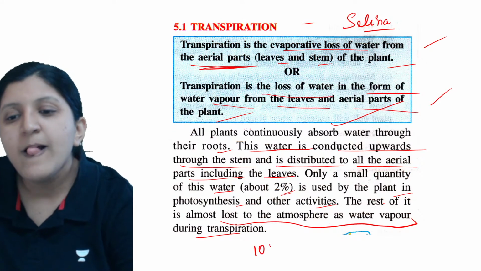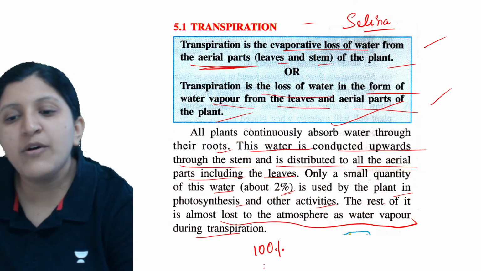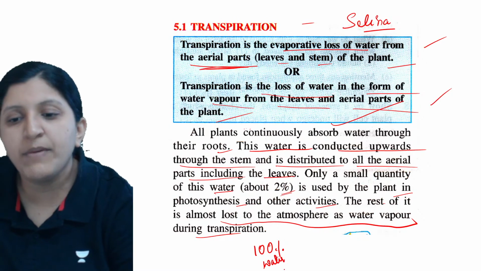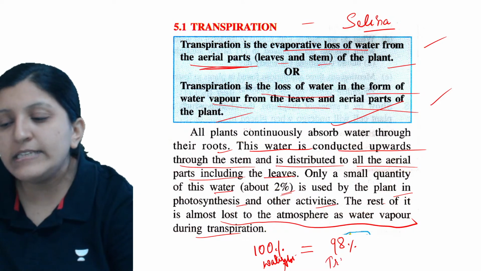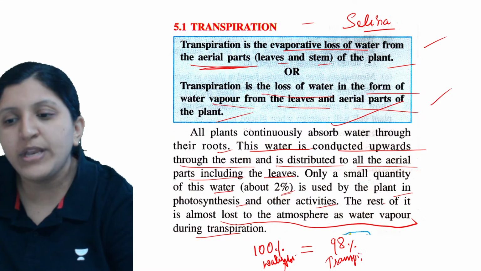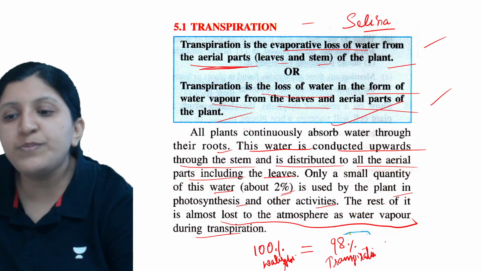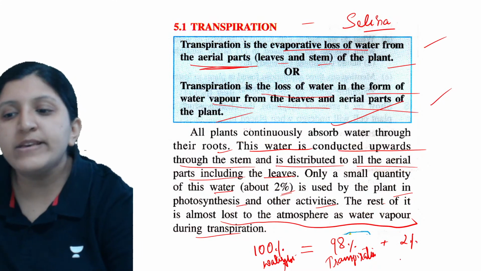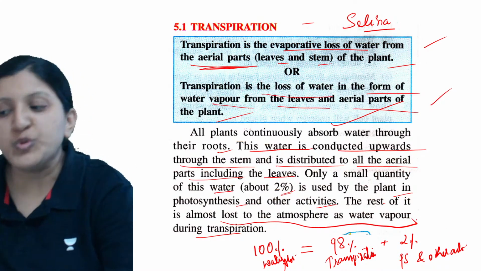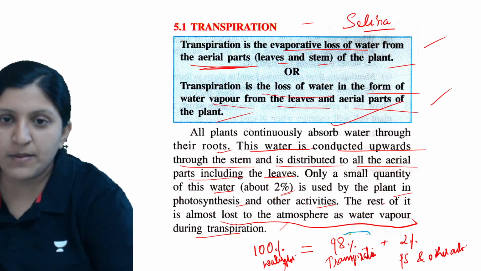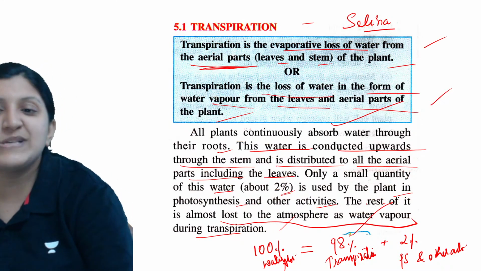transpiration. So that means 100% is the water absorption. 98% is what? 98% is transpiration. The remaining 2% water is used for photosynthesis and the other activities by the plant body. So only 2% is used up. So of 100% water absorption, 98% is basically transpiration itself.